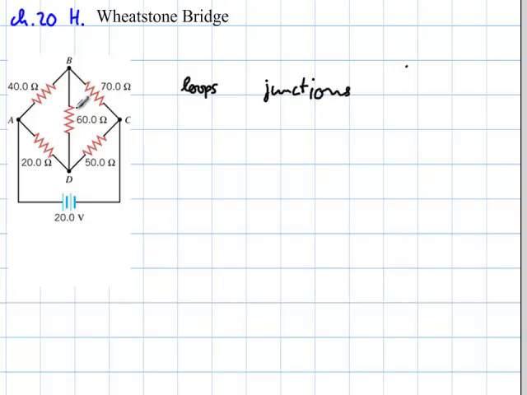Well, let's see what we got. We got a junction here, we got a junction here, and we got a junction here, and we got a junction here. That was easy. We have 4 junctions.